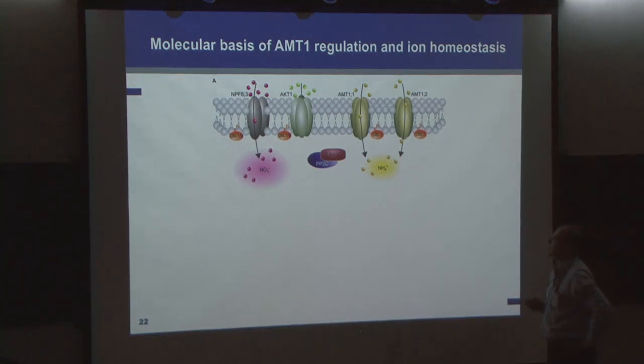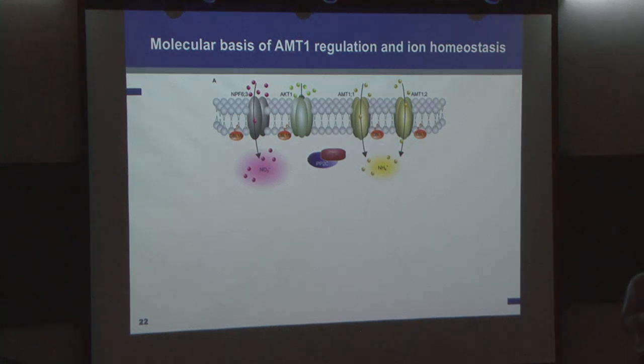So, we have not only ammonium transporters in this cortical cell membrane, but we also have nitrate transporters. We have also water channels, which are not shown here. We have potassium channels there. And of course, the plant now needs not only to take up nitrogen, but it has to balance the ammonium uptake and the nitrogen with other things.